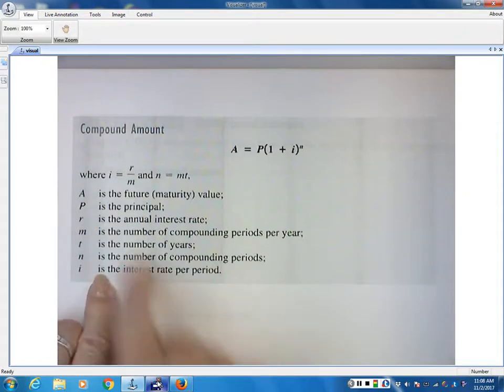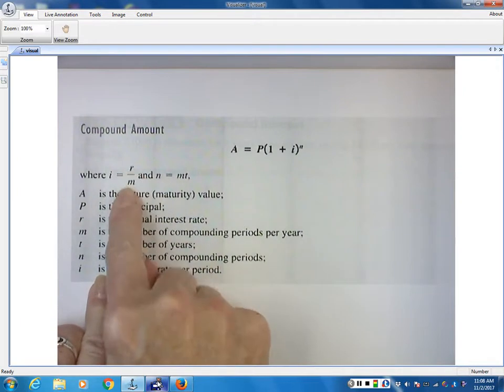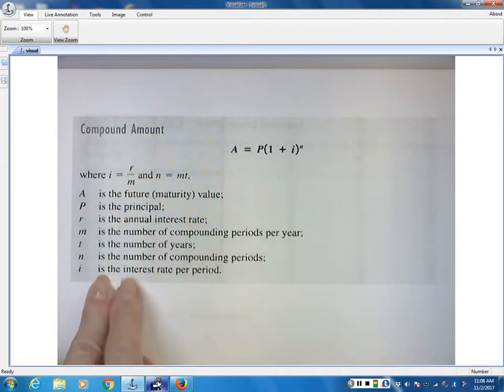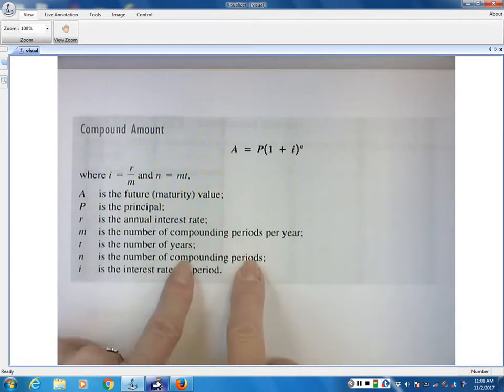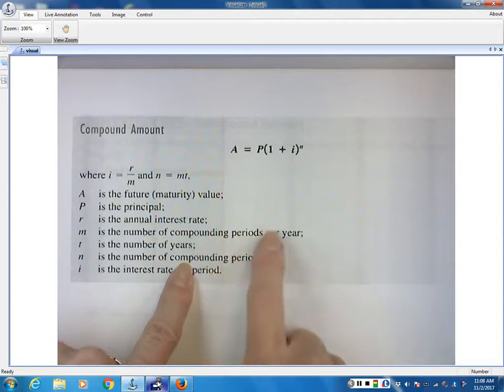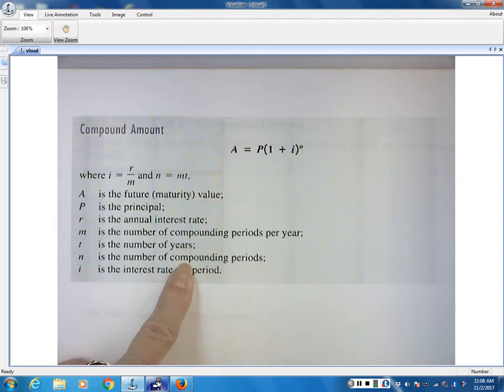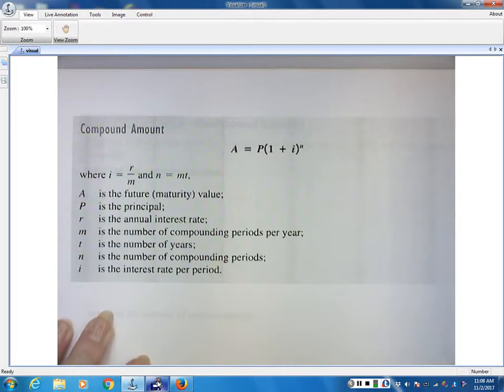So I is actually the annual interest rate divided by the number of compoundings per year, and it's your interest rate per compounding period. And the value of N then is the number of compounding periods, which is the number of periods per year times the number of years. So if it was 8 years semi-annually, then you would actually be compounding 2 times 8 or 16 times. And the best way to see these is to actually work it out with an example. So we're going to go from here to an example.